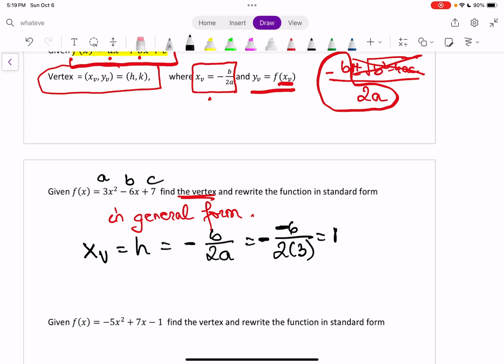Easily done. The y-coordinate of the vertex, as I was saying before, to find the y-coordinate of any point given an x, all you have to do is plug the x into the function. And that's how you easily find your y. So 3 times 1 is 3. 3 minus 6 is negative 3. Plus 7 is 4. So the y-coordinate of the vertex, which we've been calling k in that formula, is 4.